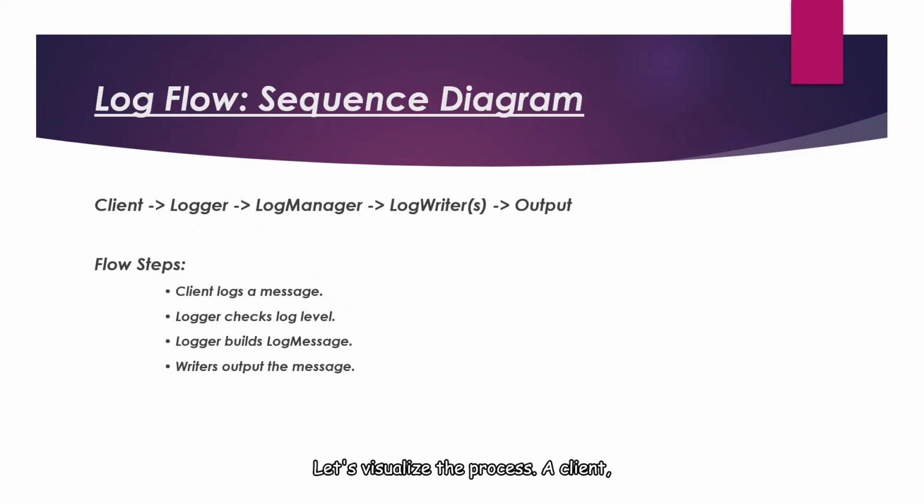Let's visualize the process. A client, let's say a booking service, needs to log an event. It calls the logger's log method. The logger first checks if the log level is valid and whether it needs to be logged based on configuration. It then wraps the message into a log message object, adding metadata like timestamp and level.